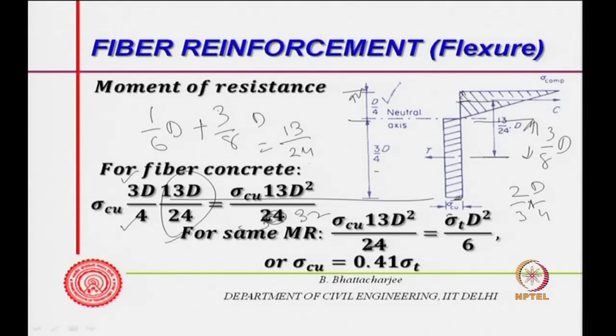So, for the same moment of resistance, this is 32, this is wrong, this is 32. So this will be 13 by 32 d square. So, for the same moment of resistance, sigma Cu 13 by d square. So, this comes out to be 0.41. So, this was my sigma t, this is 6, and d square will cancel out.